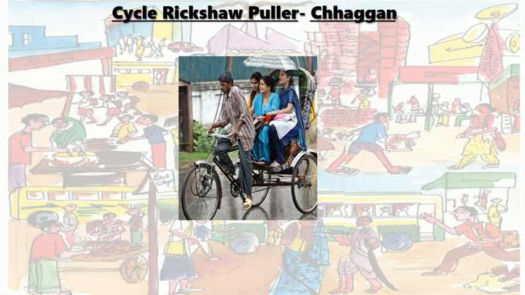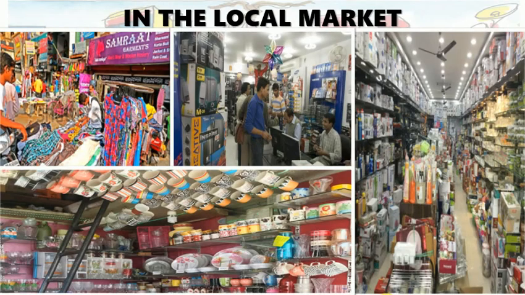Now, coming to the next part, that is what we see in the market. In the local market, this is the image which you are seeing here. There are many shops selling utensils, crockery, electronic goods, such as TV, refrigerators, and music systems, and also ready made clothes, footwear, and toys. There are even restaurants, fast food joints, jewelry shops, bookshops, sweet shops, banks, courier services, and clinics.